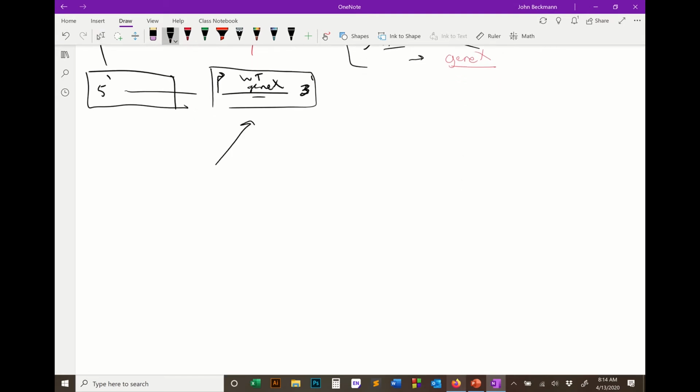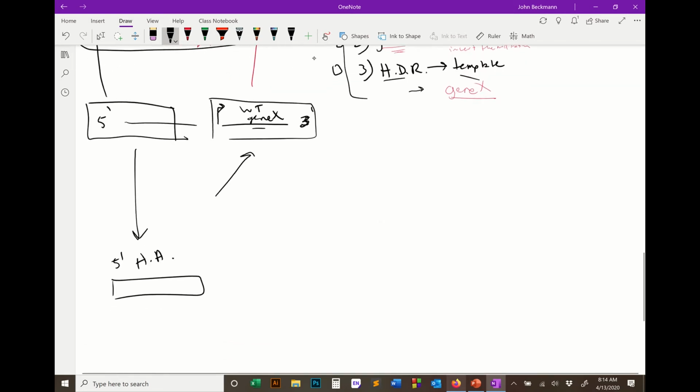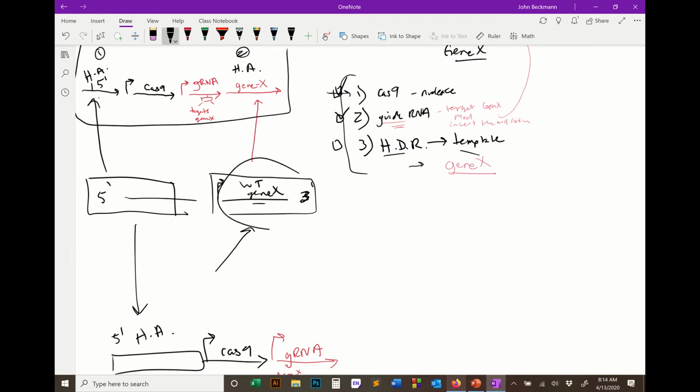I'll draw that below and I'll reiterate what it is. Okay, so we're targeting this gene X, and we put a 5' homology arm here. We had a gene sequence, which was the Cas9 ORF. We had a guide RNA ORF with a promoter, and that targeted gene X. The guide RNA targeted that. And then we actually took this, a wild type gene X. We did this prior. We cloned it into a plasmid.